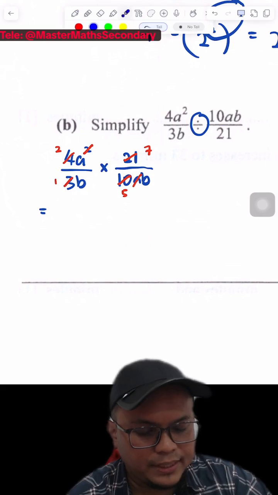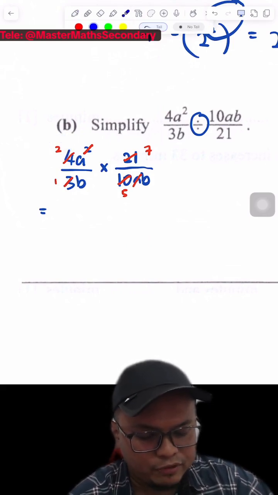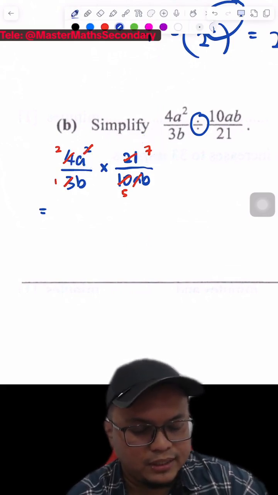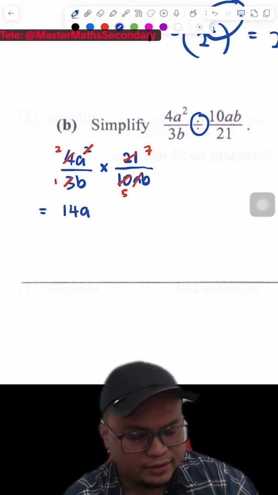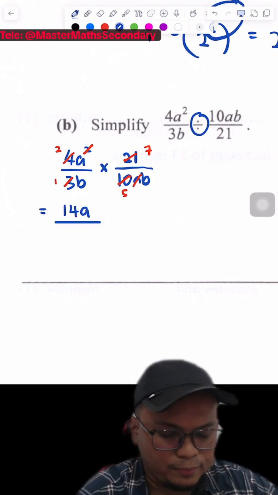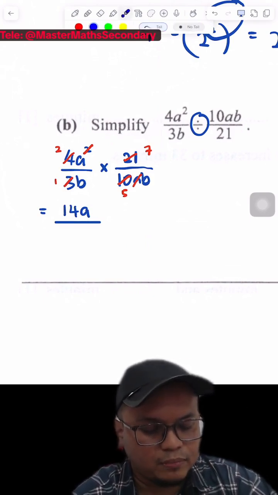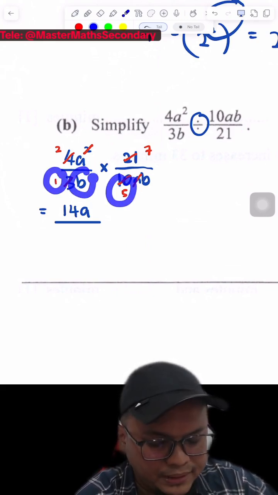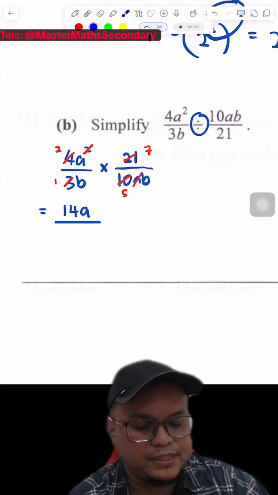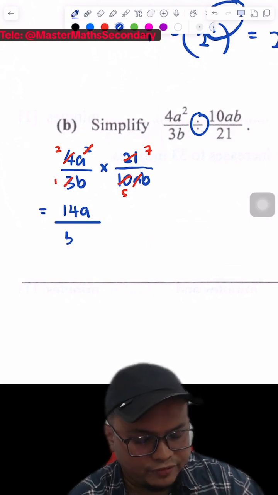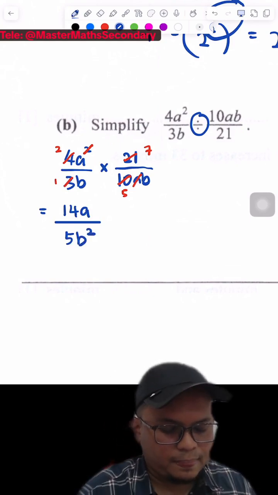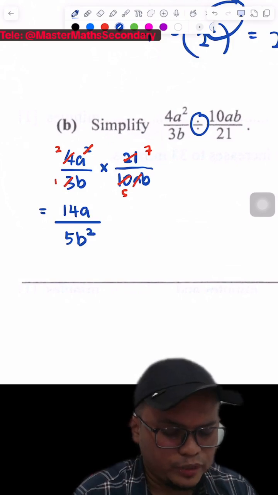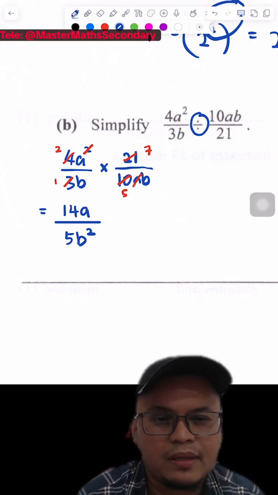Now, from this part, I have my 2, and then I multiply with my a, and then my 7. So 2 times a times 7, that's 14. So I have 14a at the numerator. And at the bottom, I have 1 times 5, so that gives me a 5. And then I have b times b as well, that gives me b square. So at the bottom, I'm going to get 5b square.